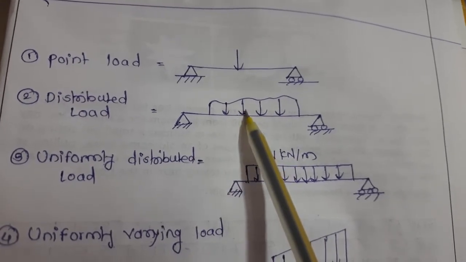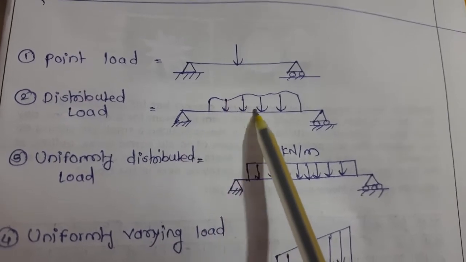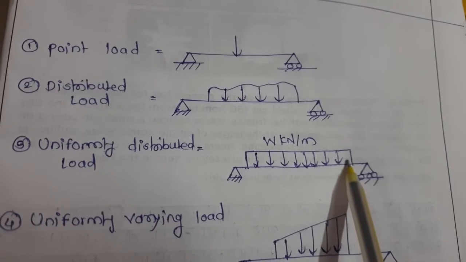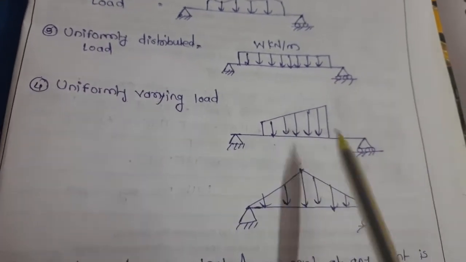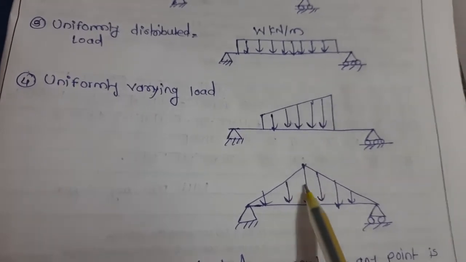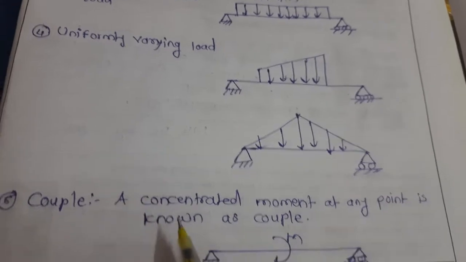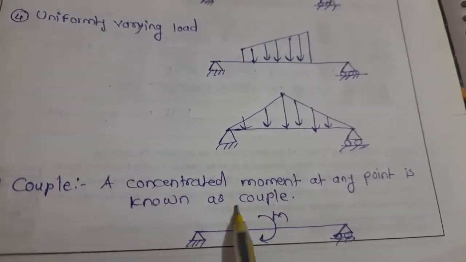Distributed load: I am not saying uniformly distributed, only distributed load is this type of diagram. Uniformly distributed load, and then the second diagram is uniformly varying load. Couple: a concentrated moment at any point is known as a couple.